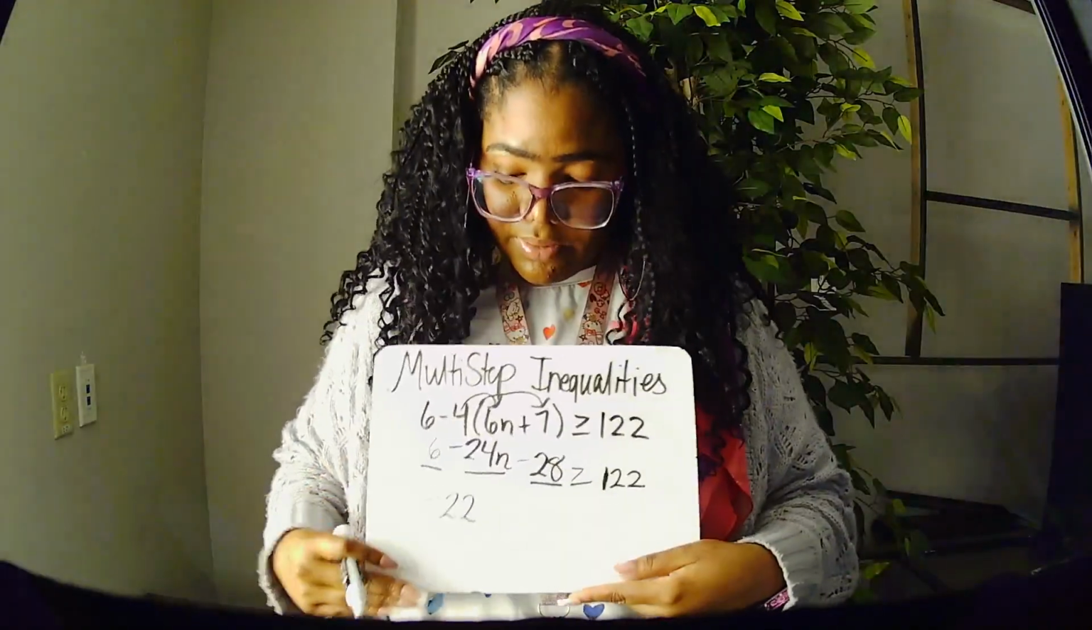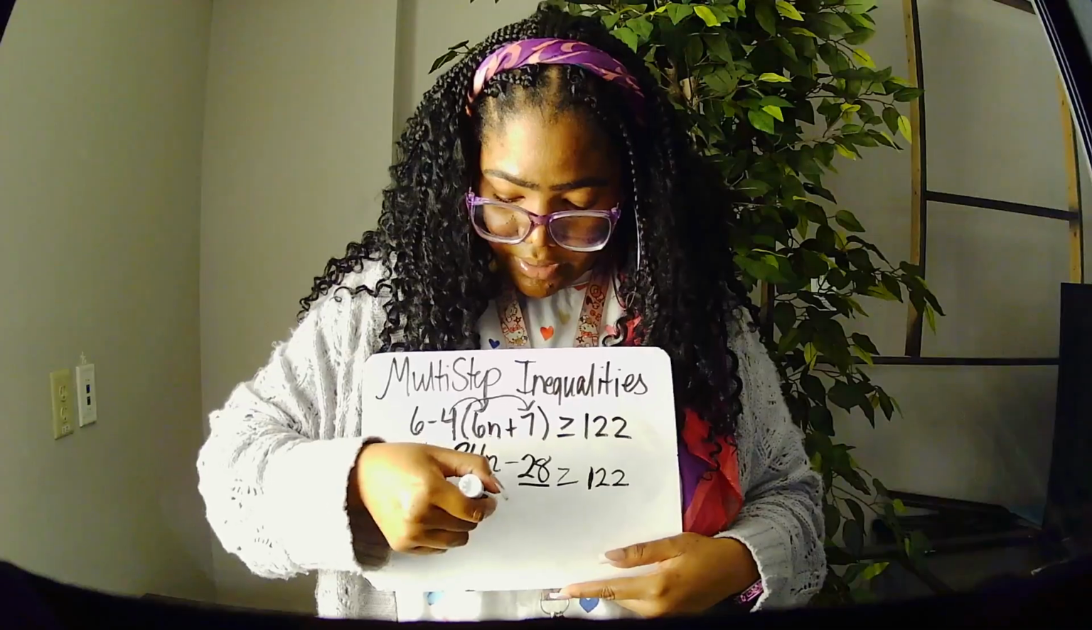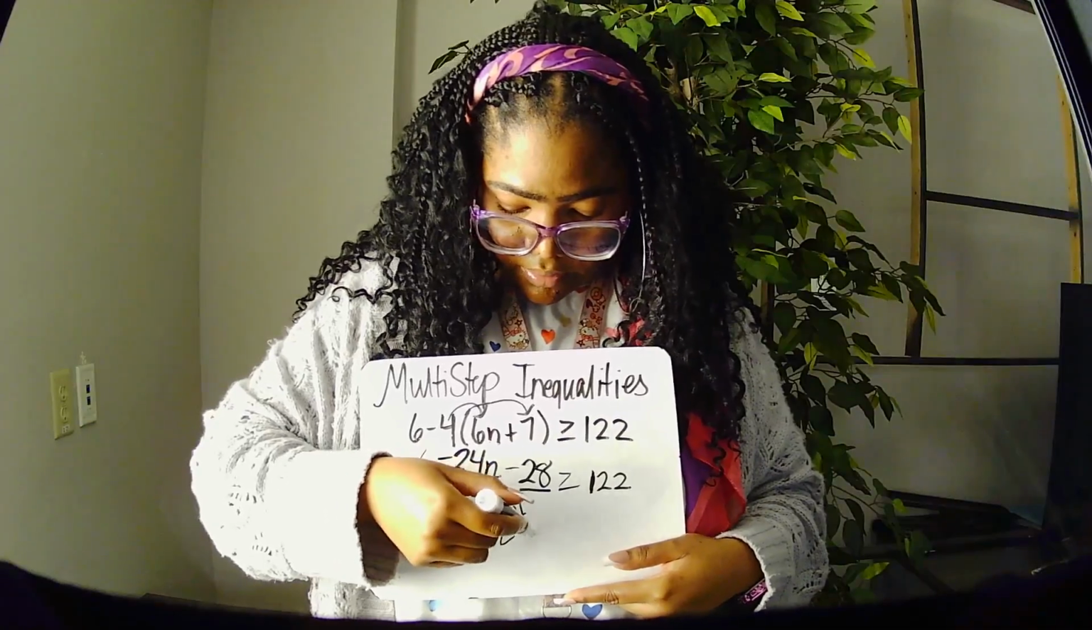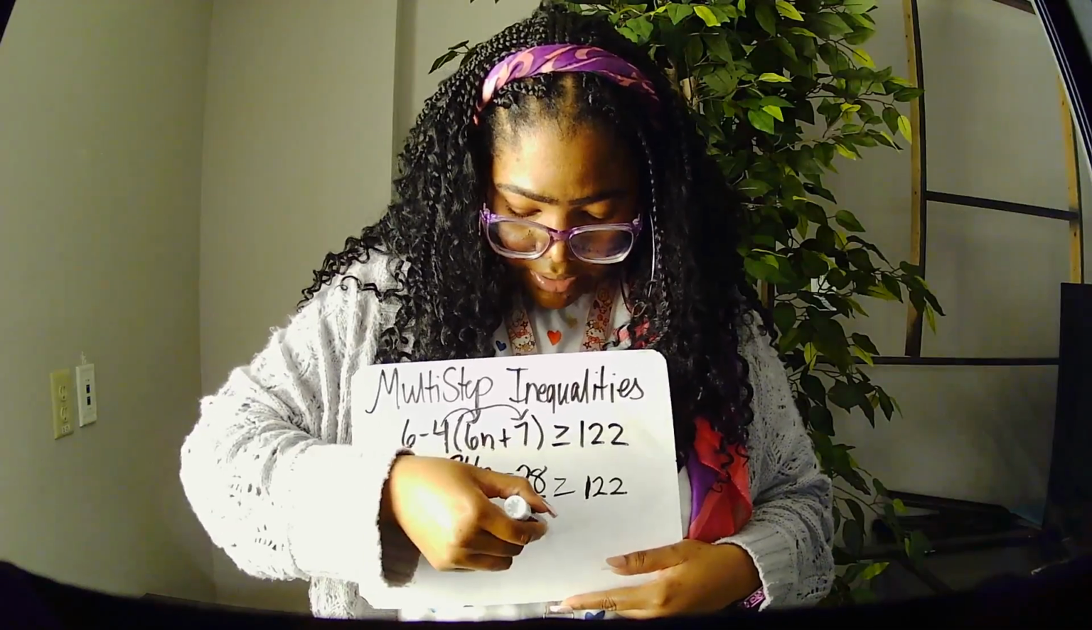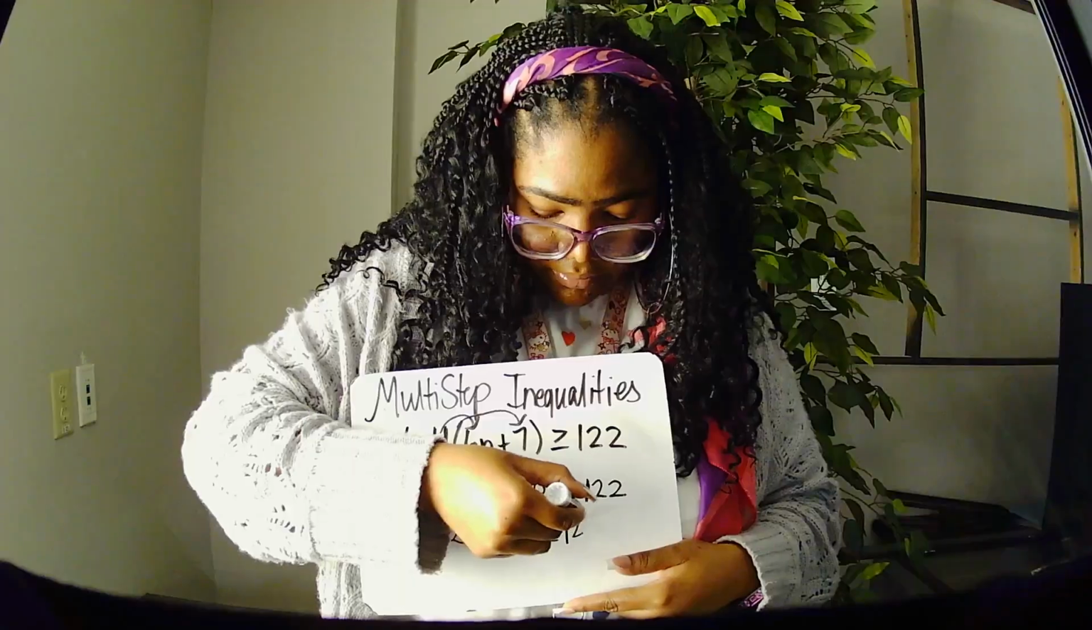And then I just continue to bring down the things I did not use yet. I did not use the negative 24n yet. I did not use my symbol yet. And I did not use the 122 yet.